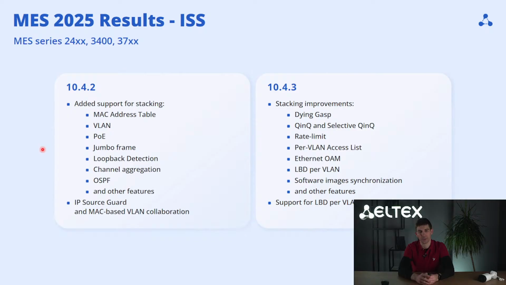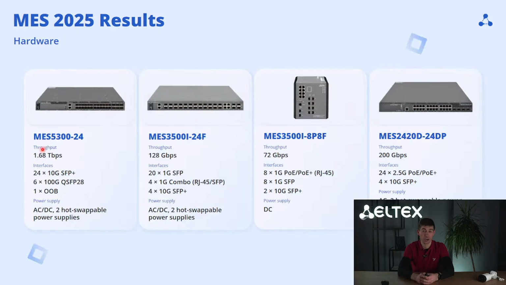You can see on the list here that initially, in the MVP version of stacking, we supported the main things like MAC tables, VLANs, OSPF support, and things like that. It's not the full list. The full list is much longer and can be found in the release notes. In version 10.4.3, we expanded this list, and we are planning on expanding this list further in 2026.